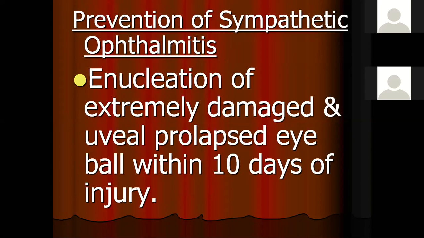Now, the prevention of sympathetic ophthalmitis. The extremely damaged and uveal prolapsed eye should be removed within 10 days of injury, because after 2 weeks there is a risk of developing sympathetic ophthalmitis in the normal eye. So before 2 weeks, you must remove the extremely damaged eyeball.